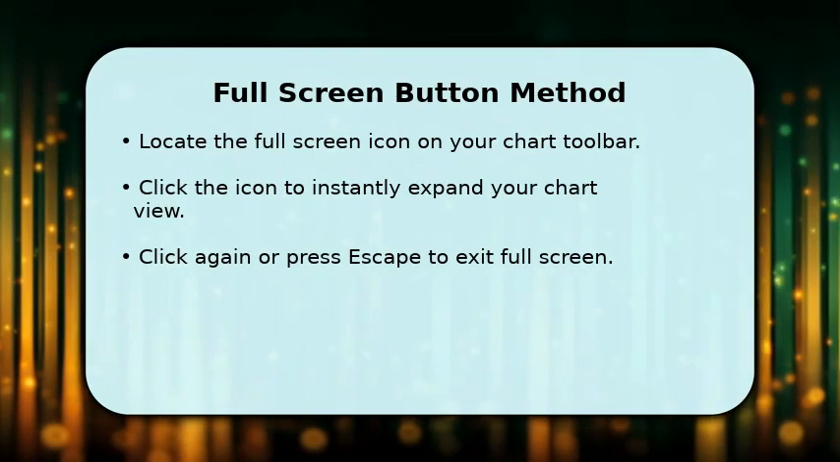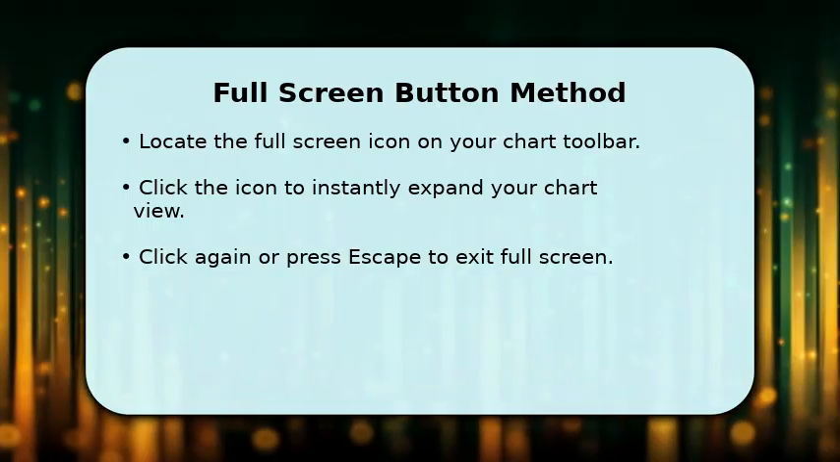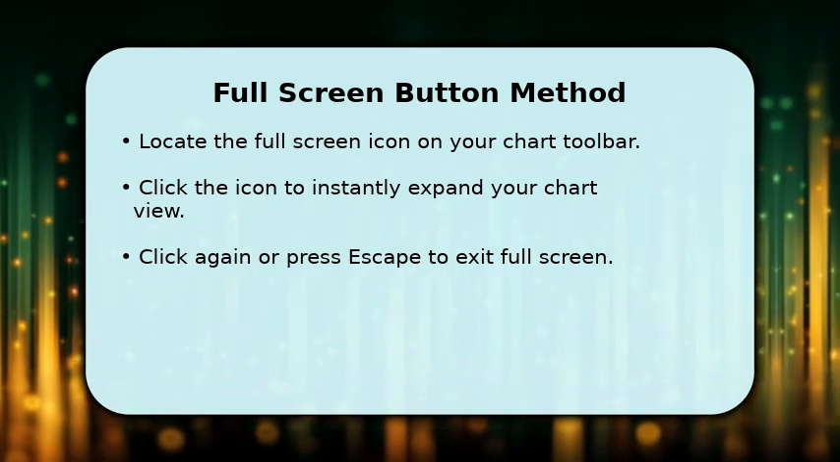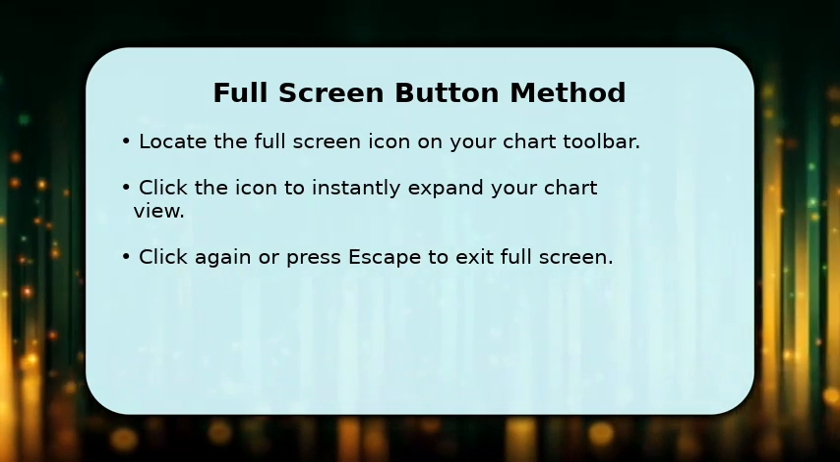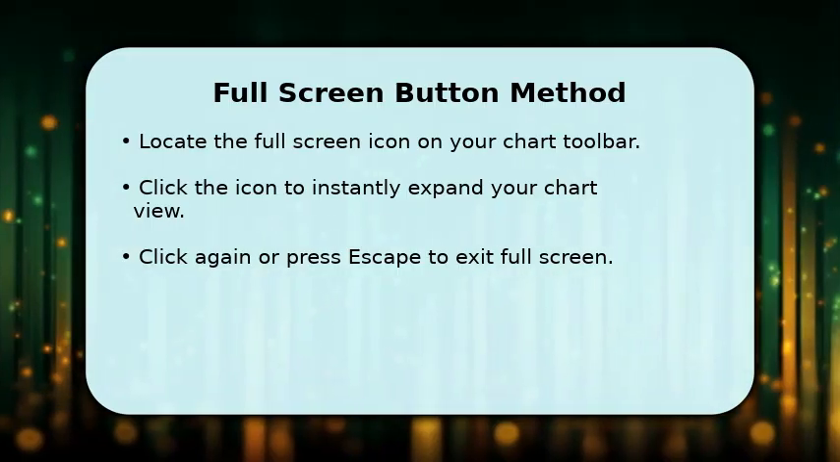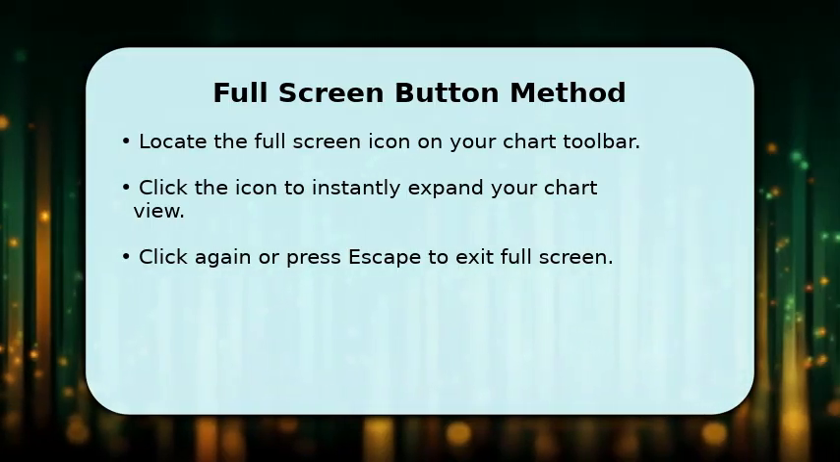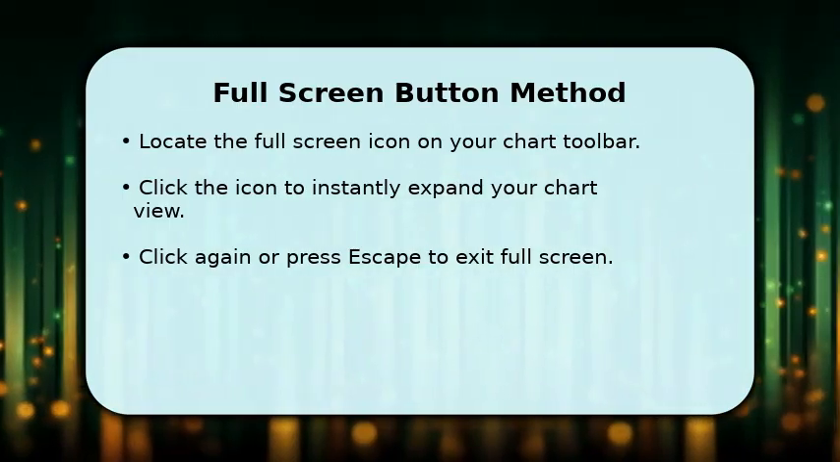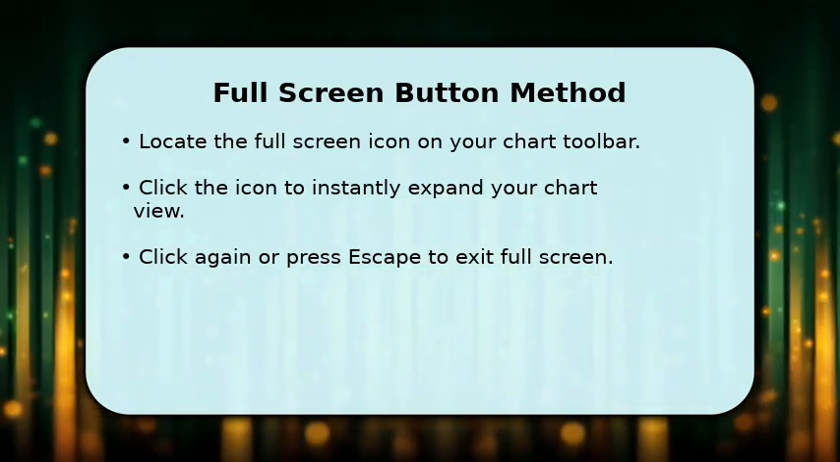The most straightforward way is using the dedicated full screen button. Look for the icon that resembles four arrows pointing outwards, usually found in the top right corner of your chart. A single click will expand your chart to fill your entire screen. To return, simply click the icon again or press the Escape key.